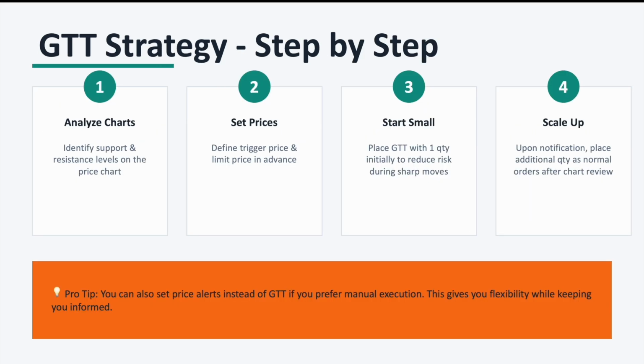GTT strategy. So this is how we do it generally. So you check the charts, identify the support and the resistance levels on the price chart. Then you set the prices, the trigger price and the limit price. Then you start small with one quantity. So just place your GTT order with one quantity initially. Thereafter, if it reaches your price and one quantity gets fulfilled, at that time you can check the chart and you can decide whether you want to buy more or not.